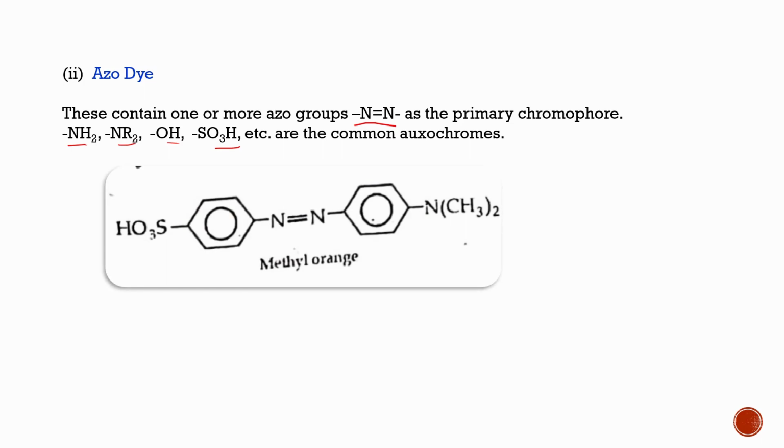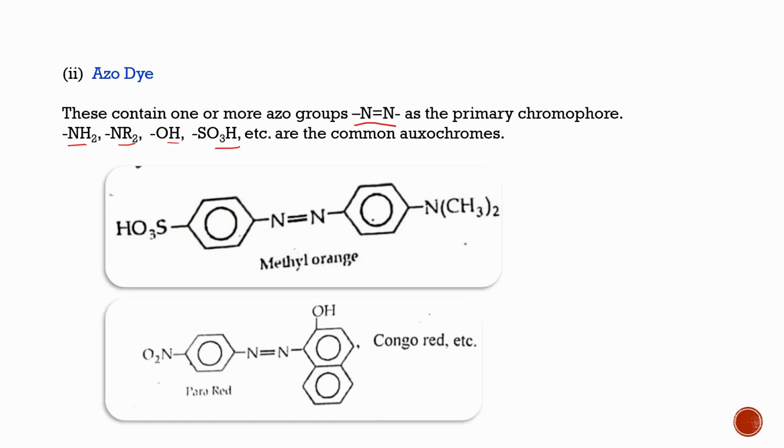An example is methyl orange. You know very well what is methyl orange. It is an indicator used in acid-base titration. Another example is para red, and there are other examples like Congo red. In all these, you can see the presence of this N double bond N, which is the chromophore. And along with the chromophore in methyl orange, you can see the presence of other groups like SO3H and N(CH3)2. These are the oxochromes. And in para red, the oxochrome is the OH group.